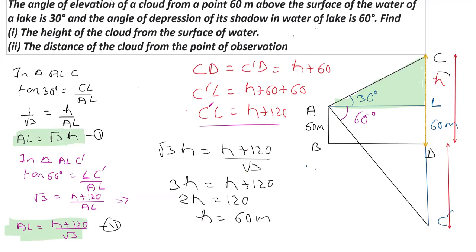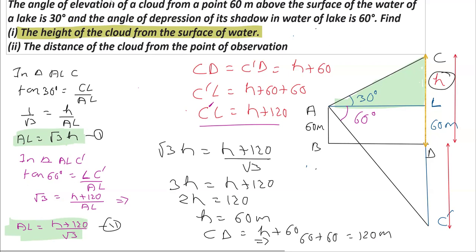So once we got this value as 60 meter, let's see what we had to find out actually in the first part: the height of the cloud from the surface of the lake. So the height of the cloud from the surface of the lake will be CD, right? We have to get the length of CD, which as we can see from the figure is H plus 60, and we got H as 60. So it's 60 plus 60, that is equal to 120 meter.